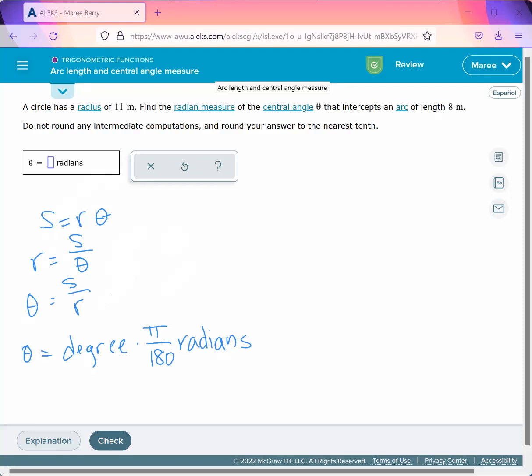Now, I just really quick want to explain why these work so that you can derive these equations if you need to. If you start out with the proportion, so you have the central angle that intercepts the arc.